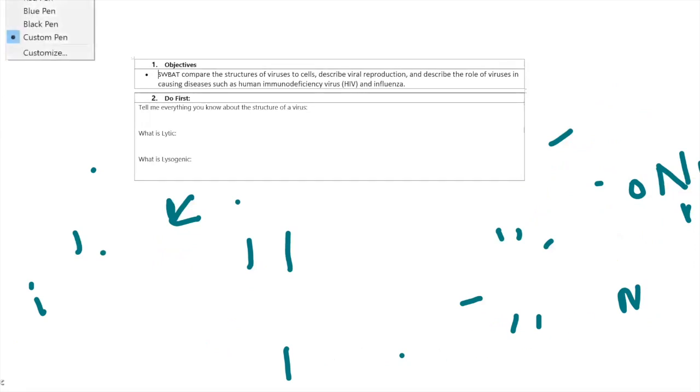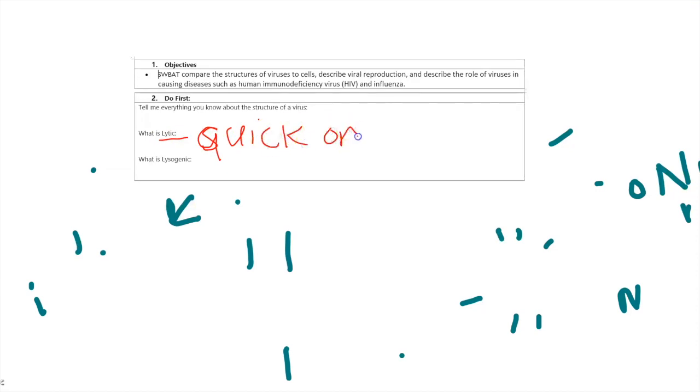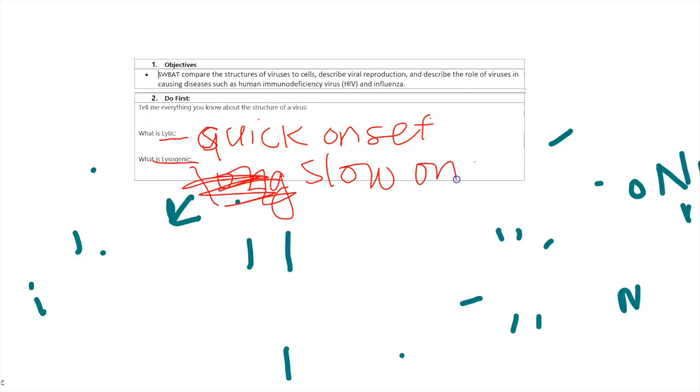Now, let's talk about lytic. Remember, lytic is a short word, so it means a quick onset of symptoms. Okay, the disease or the virus will hit you really fast. It'll make you sick. Lysogenic is a longer word, so it is a slow onset of the disease, and that's because it's laying dormant.